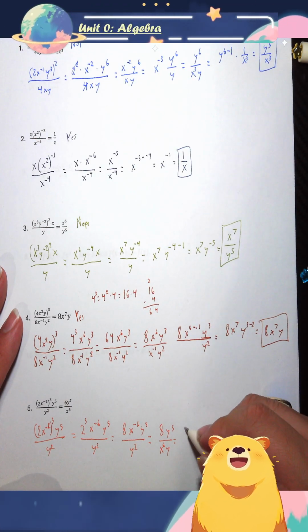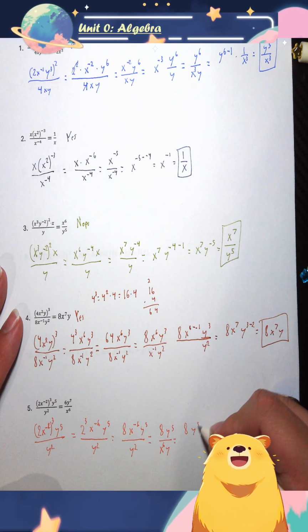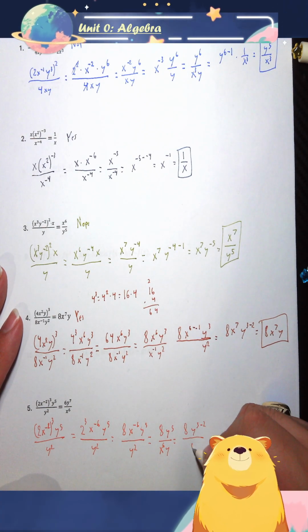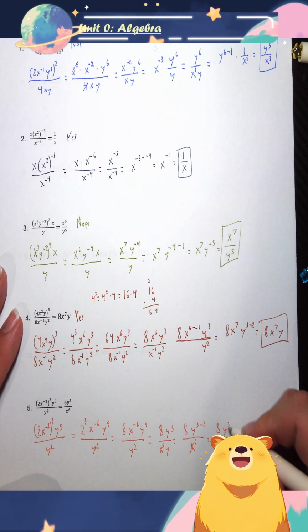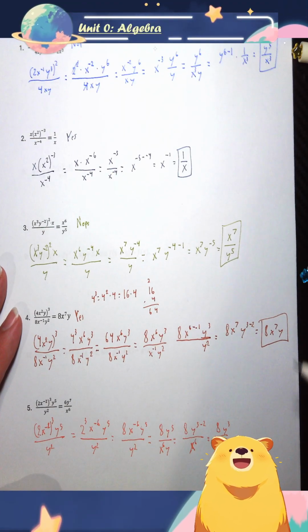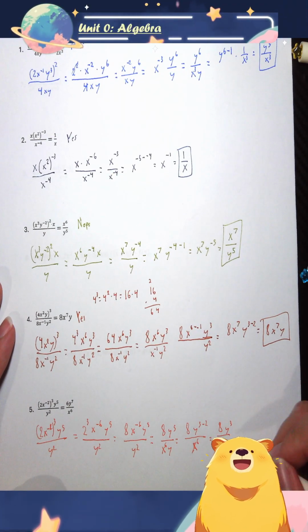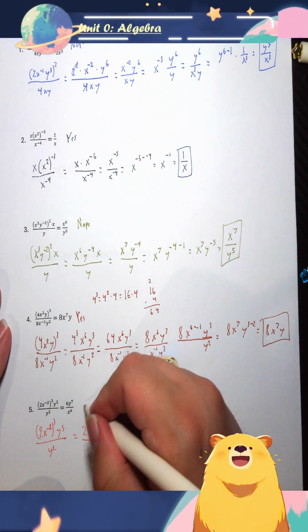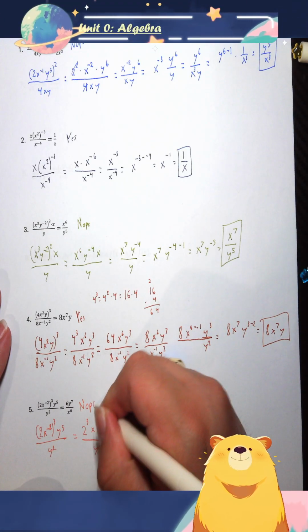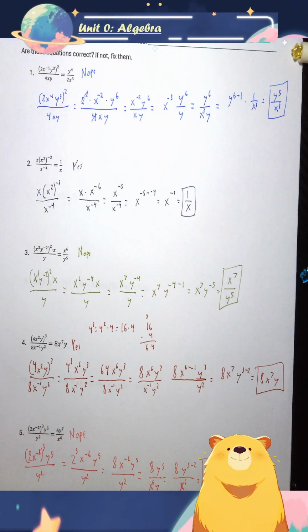And then now we can gather up all of the y, 5 minus 2, for x to the 6, 8y to the 3 over x to the 6. Okay, and that is our answer, and that is not our answer, so we have a nope. Okay, right.